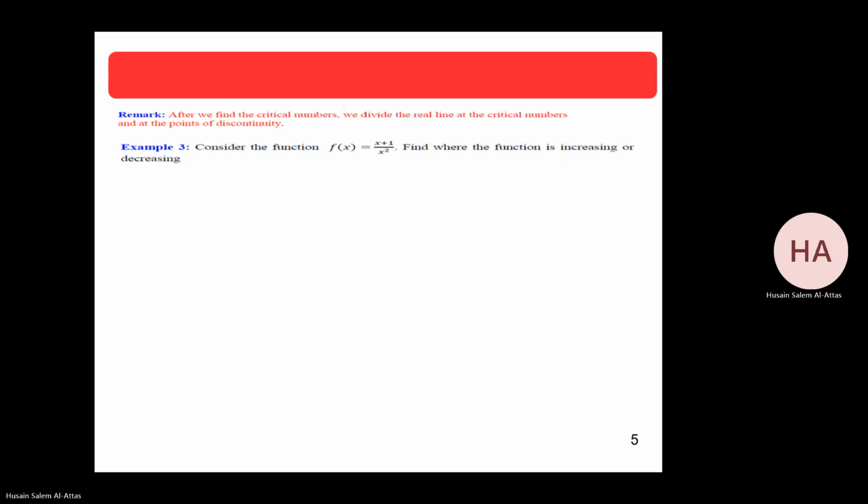Another example. Now we are talking about a function which is not continuous. If you notice, this function is not continuous. So when I do the number line, I will find the critical numbers, and also I will divide the real line at the critical numbers and the points of discontinuity. I need to find first the points of discontinuity and then find the critical numbers. Okay, so what are the points of discontinuity? Very clear: x equals 0, which is in the denominator.